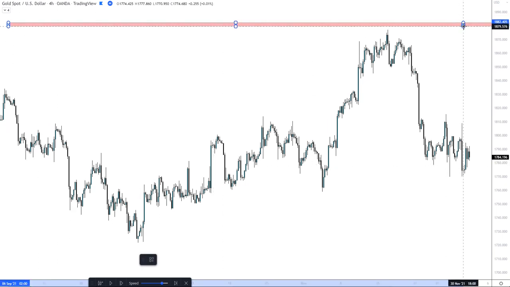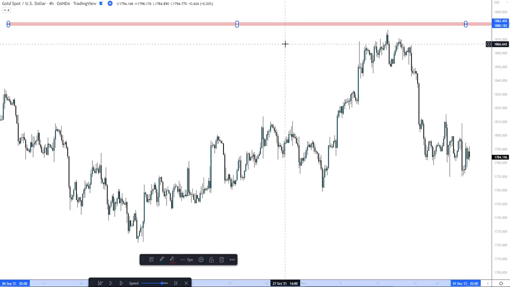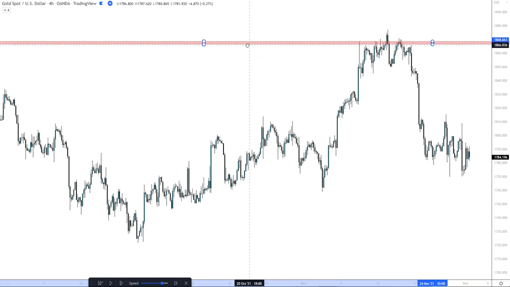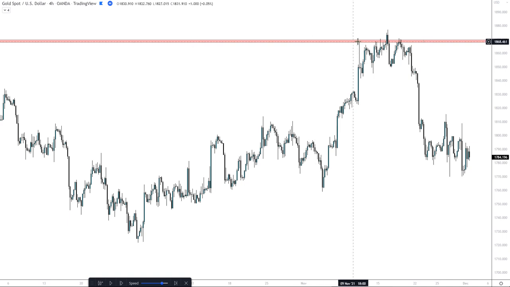So if we draw our zone at the top, let's see, do we have an area of multiple resistances? So for example, here, you can see we've had a tap, a tap, a tap, break out and break back in, bit of liquidity grabbing. Once again, it was tapped.